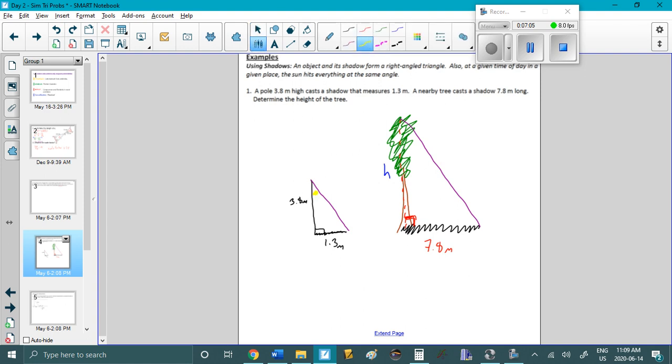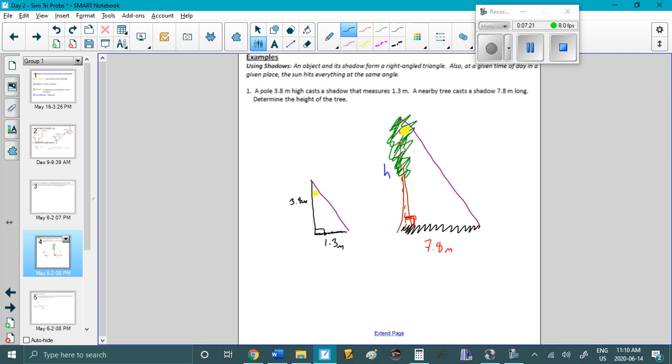So that means we say that this angle is the same as this angle. That's the angle that the sun makes with the object. They both have a right angle, and therefore the third angle is the same because angles always add up to 180. Okay, now let's solve the problem.